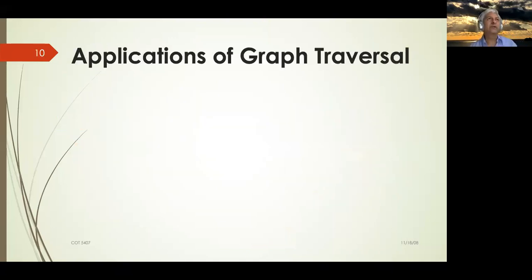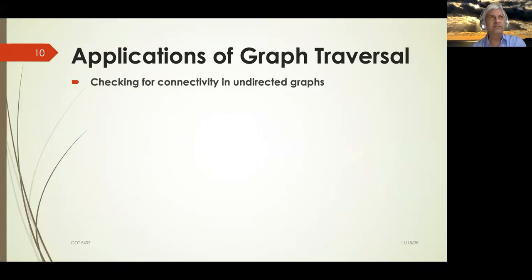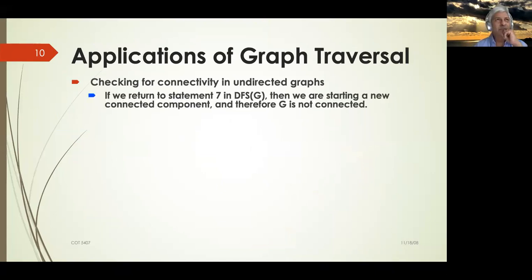We're going to look at some other interesting applications of graph traversal. The first one we already talked about. We can check for connectivity of undirected graphs. And it says what I said earlier. If we return to statement number 7, then the number of times you return to it is the number of connected components. If you never return to it, then the graph is connected.